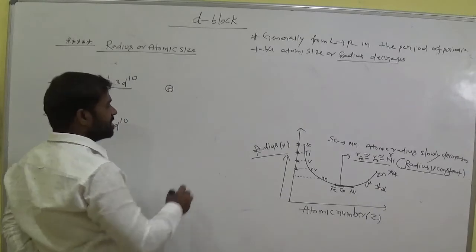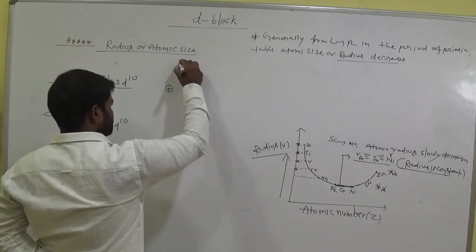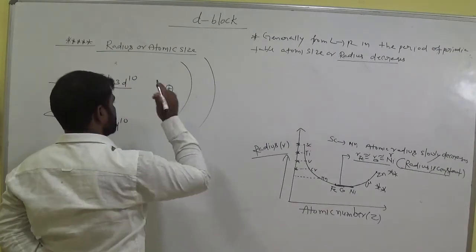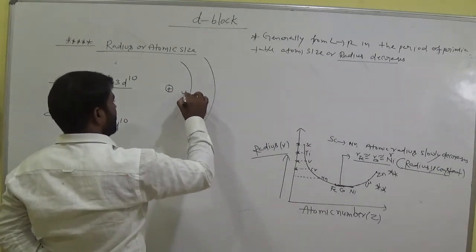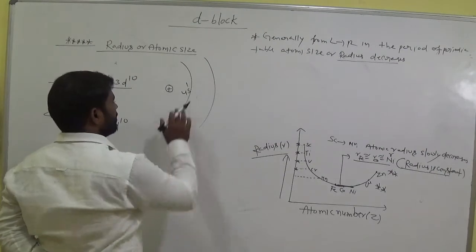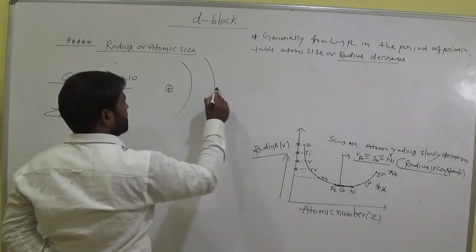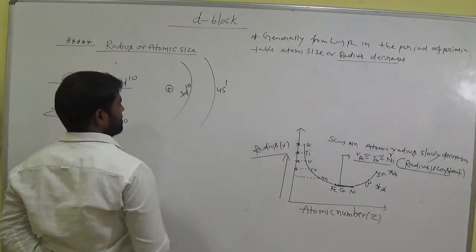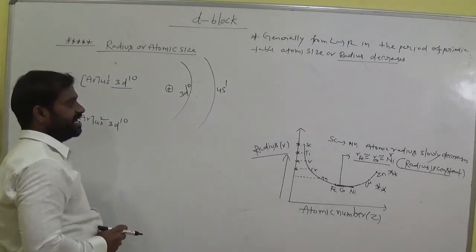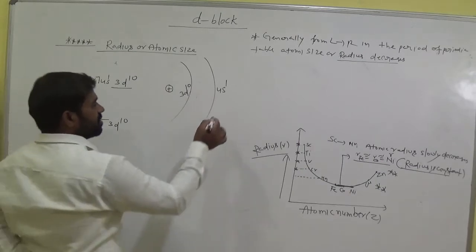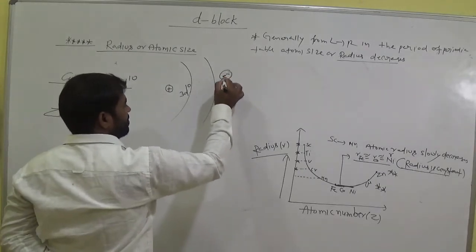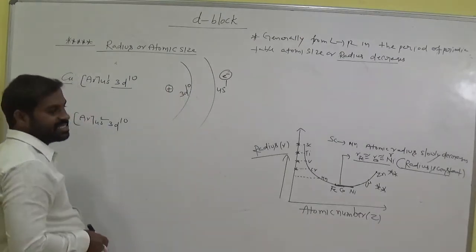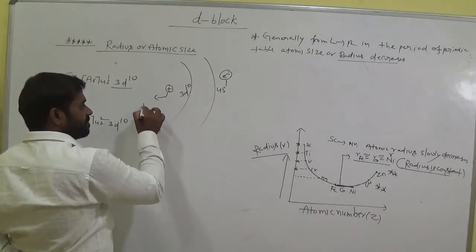The nucleus has a positive charge. Suppose this is 4s and this is 3d10. The nucleus has a positive center. So this is the 4s electron, am I right? One means the electron is there. So these are the 3d10 electrons, am I right? This is the nucleus.